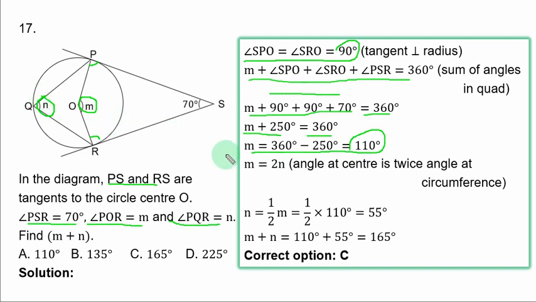From circle geometry, angle at center is always twice angle at circumference. That means M is equal to 2N. And we want to get N. So N is 1 over 2 M. That is 1 over 2 times 110, and you have 55 degrees. Therefore, M plus N is equal to 110 degrees plus 55 degrees, and that is 165 degrees. C is the correct option.